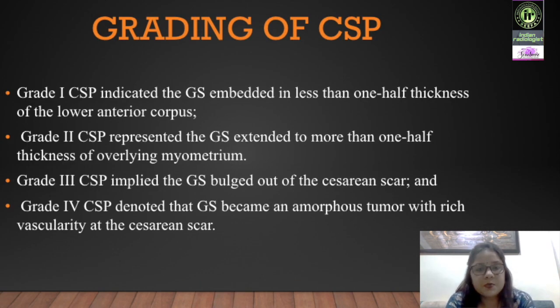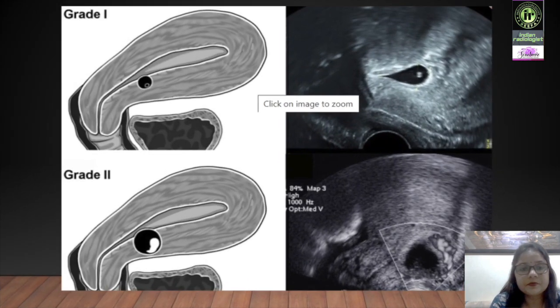Now, grading of CSP. So, in reporting the cases of CSP, we have to give grading. So, there are four grades. Grade 1 is when the GS is embedded in less than half thickness of the lower anterior corpus. Grade 2 when it is extending to more than half thickness of the overlying myometrium. Grade 3 when the GS is bulging out of the cesarean scar. And grade 4 when the CSP is an amorphous tumor with rich vascularity at the cesarean scar.